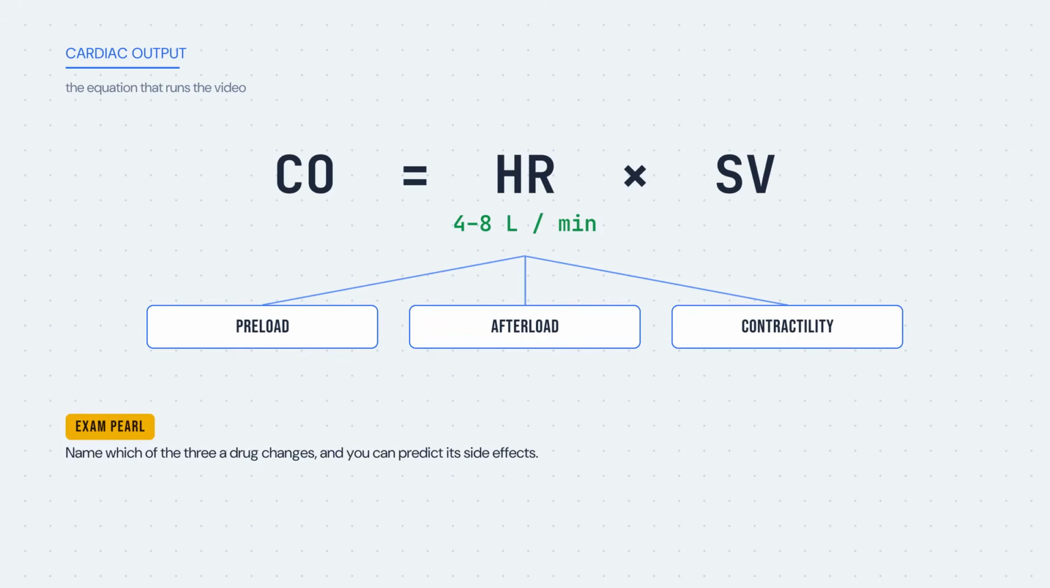Here is the equation that runs the rest of this video. Cardiac output is how much blood the heart moves in 1 minute. It equals heart rate times stroke volume. Normal is roughly 4 to 8 liters a minute. Stroke volume, the amount ejected per beat, depends on 3 things, and only 3. Preload, afterload, and contractility. Every cardiac drug in existence is an arrow pointing at one of those 3.